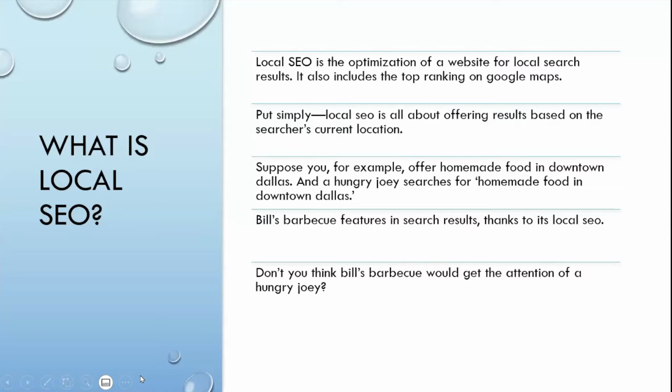So if we have to start with local SEO, and if I have to give the exact definition, it would be the optimization of a website for local search results. To put it simply, if we search for anything in Fresno, it gives us results around Fresno, not LA or San Francisco. That is due to SEO. As it's written here also, it's about giving results based on the searcher's current location.